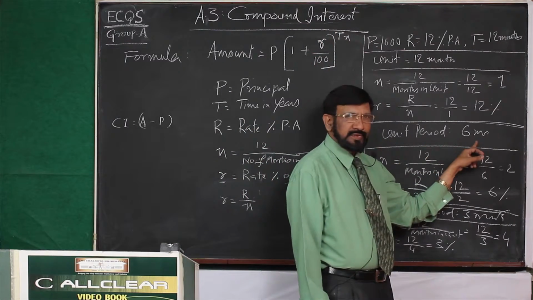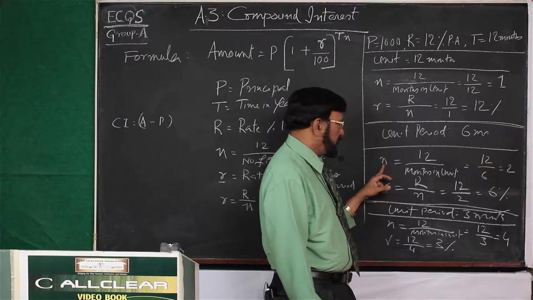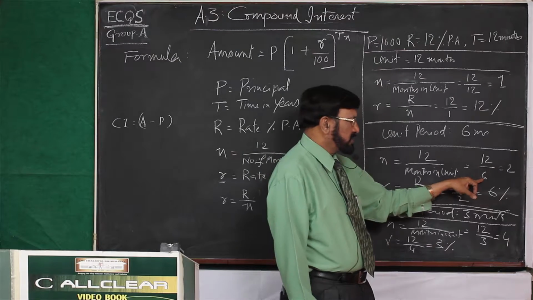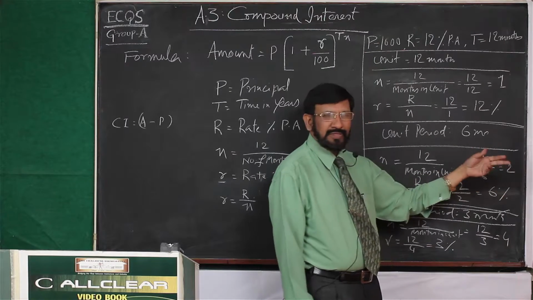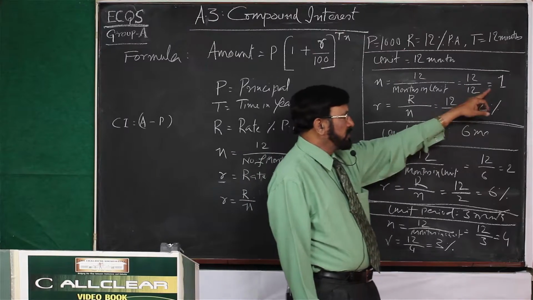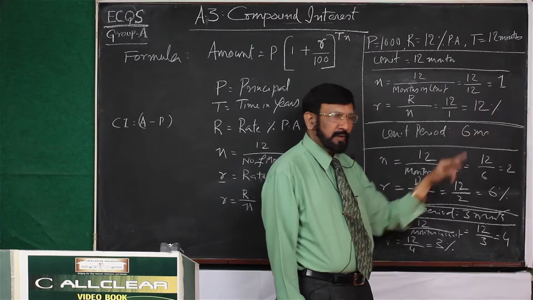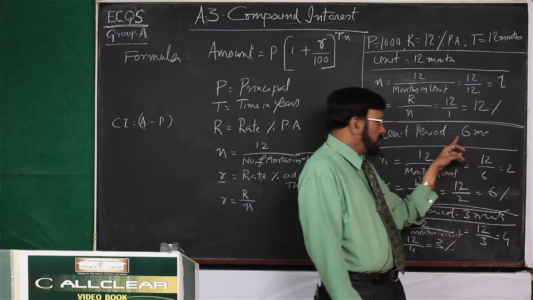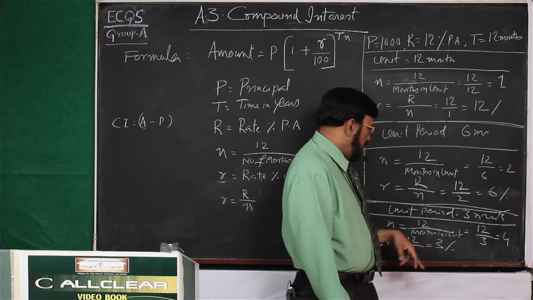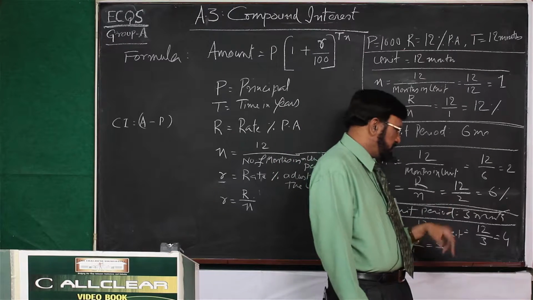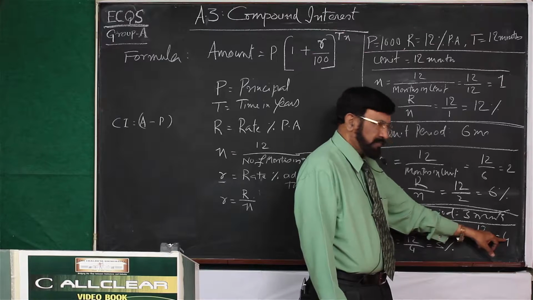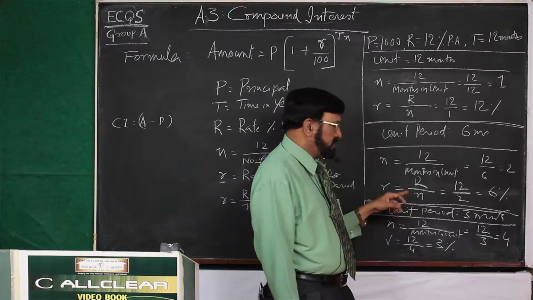Unit period is 6 months. Now you see n is equal to 12 by months in the unit, 12 by 6, 2 units are there. Here simple thing, per year only, unit period is 12 months, only 1 unit is there. Suppose in a year, unit period is 6 months, how many units will be there? 2 units will be there. And next, unit period is 3 months, then how many units will be there in the year? 12 by 3, 4.